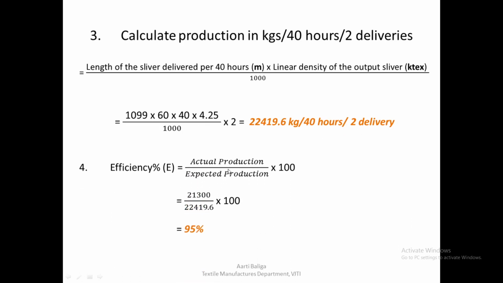Efficiency formula, if you recollect, it is actual production divided by expected production multiplied by 100. So in our problem we have been given the actual production as 21300, which I divide by the value that I have just calculated, which is 22419.6 here, and multiply that by 100, I get the efficiency of the machine to be 95%. So this is how we calculate efficiency. If we know the actual production, we can always calculate the expected production and find out the efficiency. So when we see 95% efficiency here, we know that the machine has stopped for almost 5% of the time that was available for production.